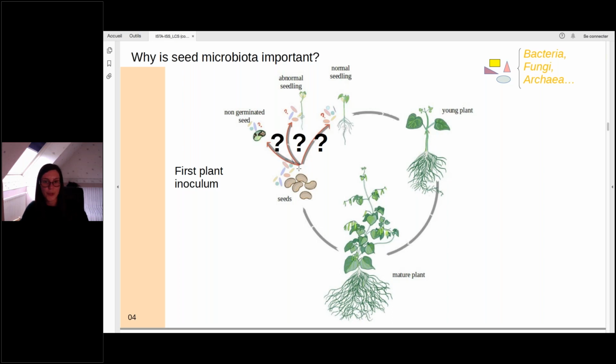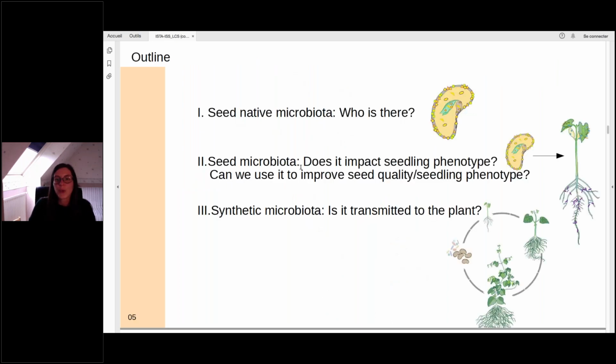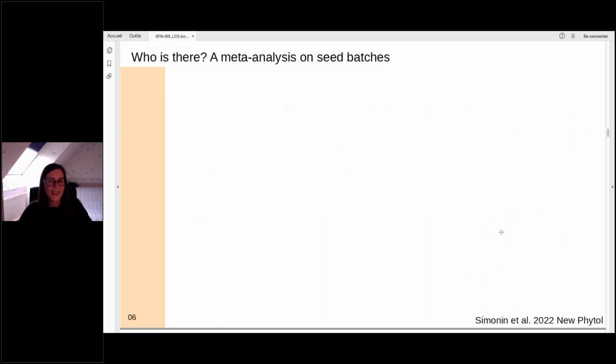So that raises a few questions. First, who is there on the seed? What is the seed native microbiota? And then, does it impact the seedling phenotype? And if so, can we use it to improve the seed quality or the seedling phenotype? And if we do, how is this seed microbiota transmitted to the plant at later developmental stages? So first, who is there?